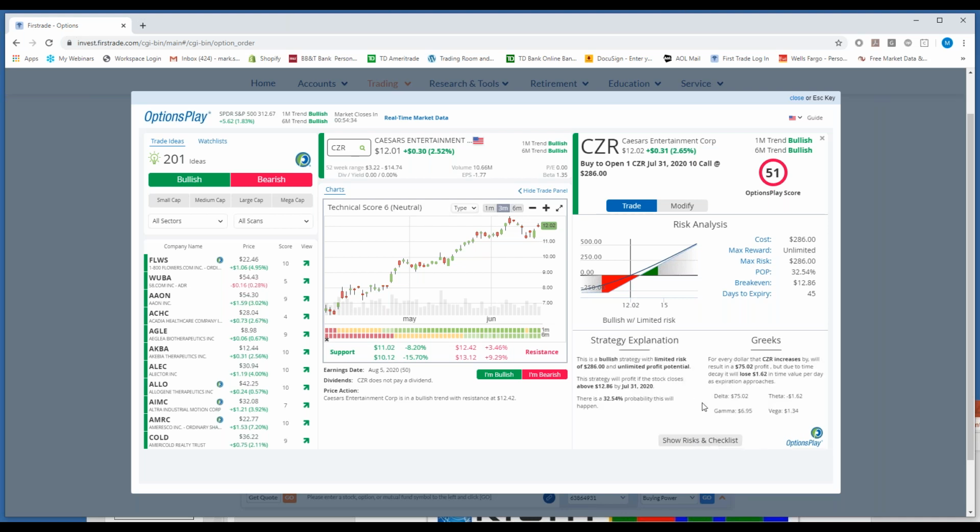And if we go to the Greeks, see, the delta is too high here. We're not leveraging delta the way we want to. It's too far in the money. So we're not going to get that hockey stick. We want the delta to be around 50 to 55.